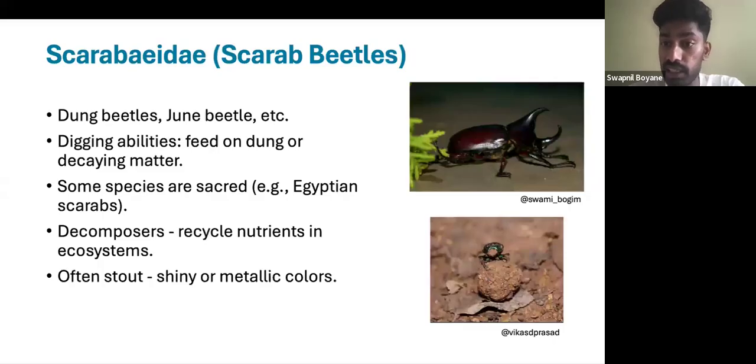So whenever you see a dung beetle, please do not kill them. They are helping you to recycle all this dung. And these beetles, especially dung beetles, are mostly shiny, and sometimes very black or some metallic colors.